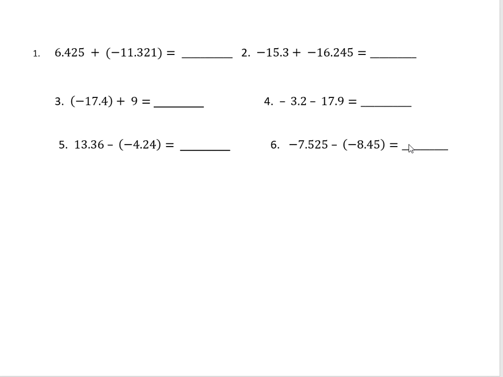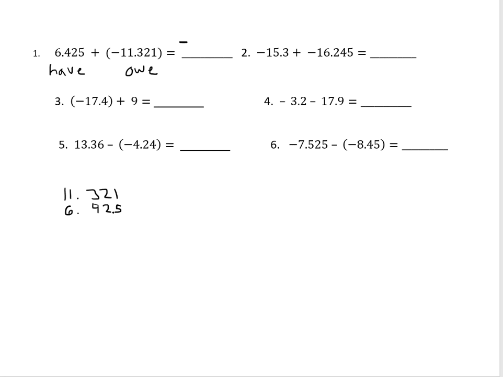Number one said 6.425 plus a negative 11.321. Now remember, adding and subtracting positive and negative decimals, it's not any different than adding and subtracting positive and negative integers. Okay, so when we look at these two, we want to first decide if when we combine them we're going to have or if we're going to owe. So this would be our having amount, and this would be our owing amount. And since our owing amount is more than our having amount, when we combine those, we know we are still going to owe. Okay? And then to figure out how much we owe, we take the 11.321, because it's our bigger number, and we are going to subtract our 6.425.